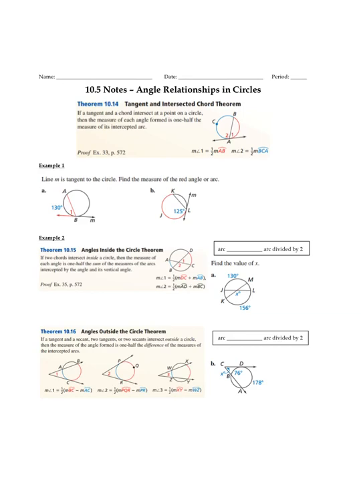Hi guys, today we're going to be talking about angle relationships within circles. Let's start off with our first theorem that we're going to learn today, which is the tangent and intersected chord theorem. This theorem states that if a tangent and a chord intersect at a point on the circle, then the measure of each angle formed is 1/2 the measure of its intercepted arc.